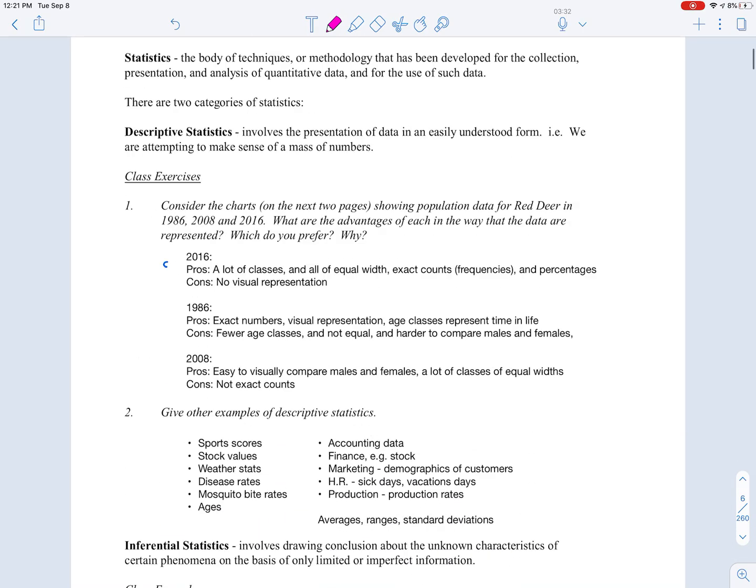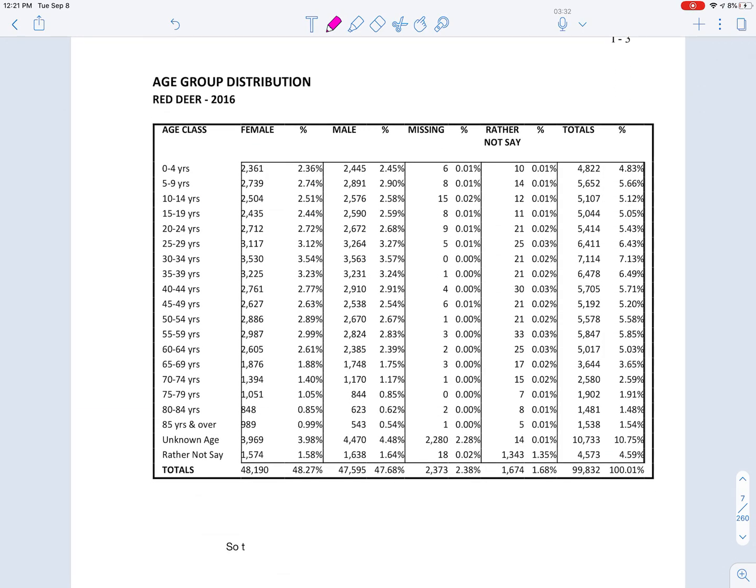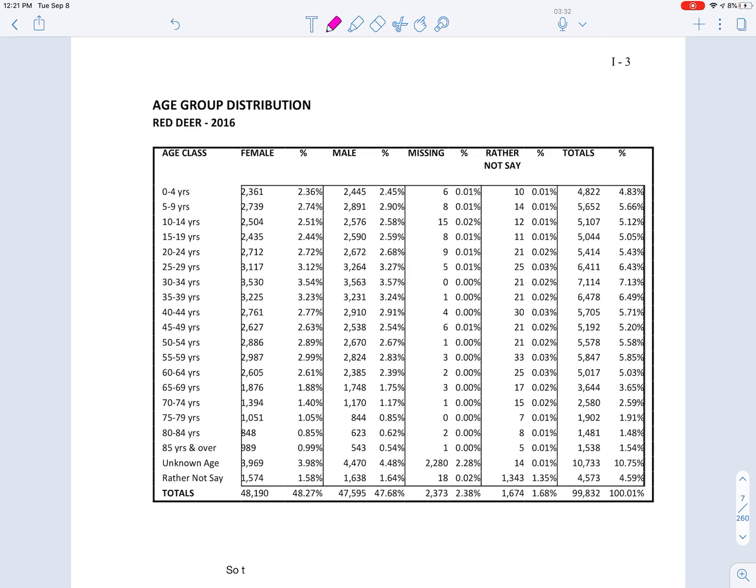So I'm going to rush through the next page here. We'll get back to it. And look here at the 2016 data. A couple things I want to point out, of course, is that you've got a lot of numbers there. You've got a lot of classes. The classes are fairly small in size. So 0 to 4 years, that's 5 years. 5 to 9 years, that's another 5 years. They're all 5 years, actually, in terms of class width. And there's a lot of classes then. You've got the exact numbers of males and females and the percentages. And you've also got the unknowns at the bottom and the rather-not-says. So you've got a lot of information there.